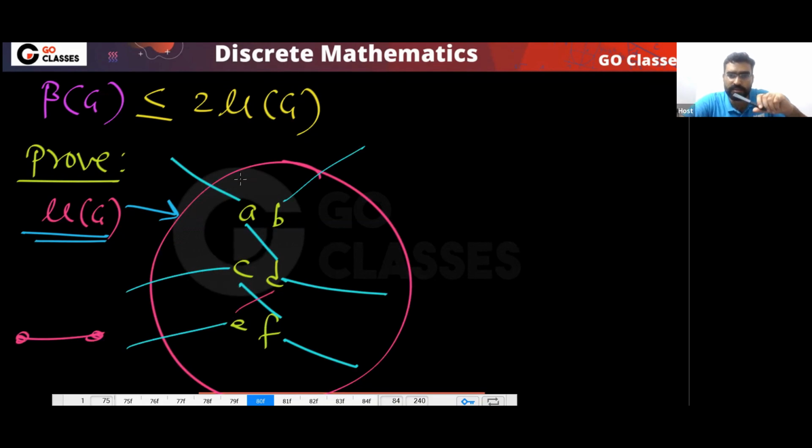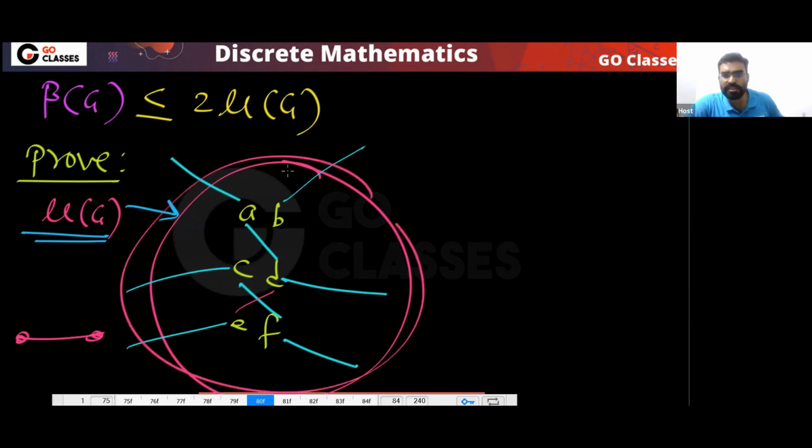Abhipsa, Akash, what is the reason? Yes, because this is the maximum matching. Very good, Abhipsa. Because I am assuming this is the maximum matching, this is the largest matching, it means this edge cannot be there.